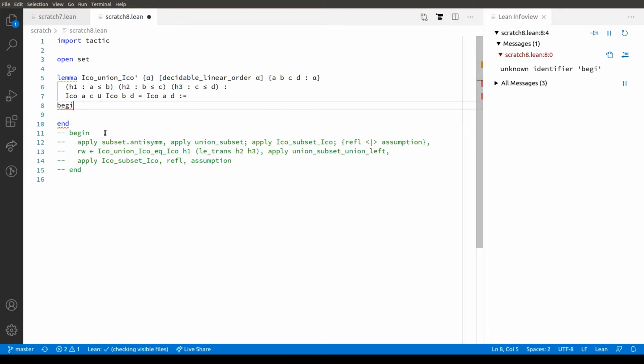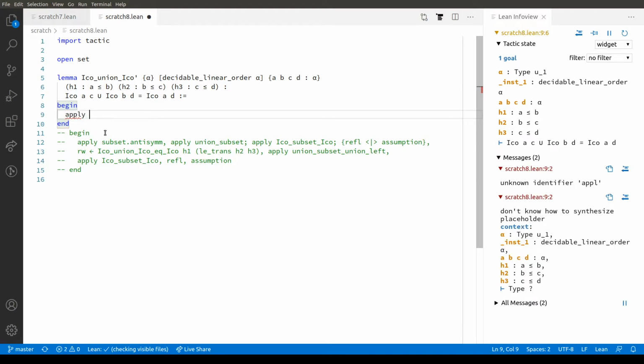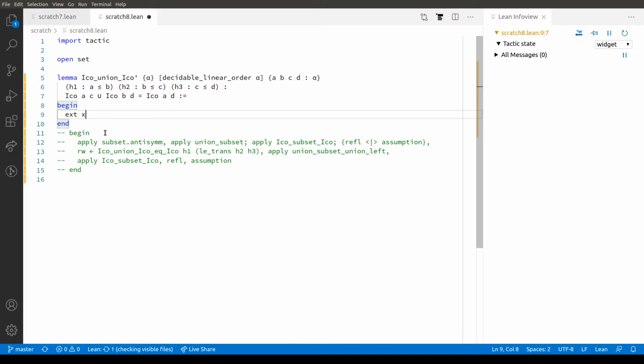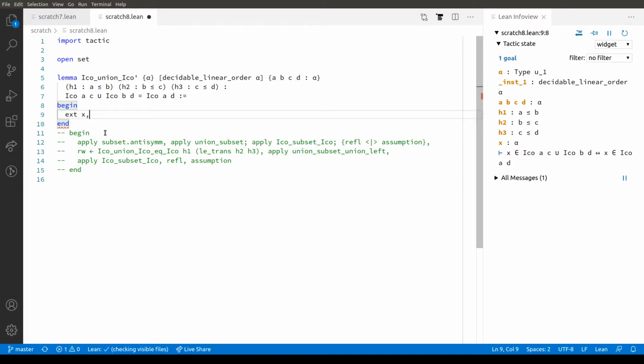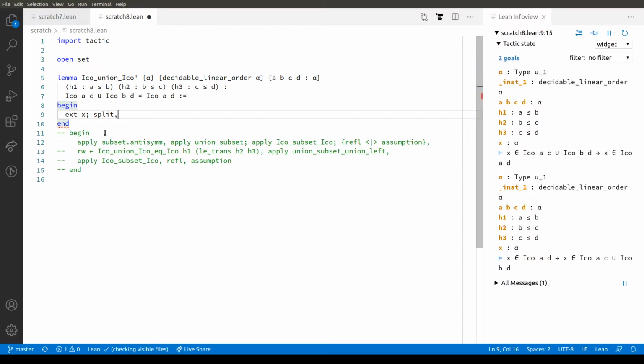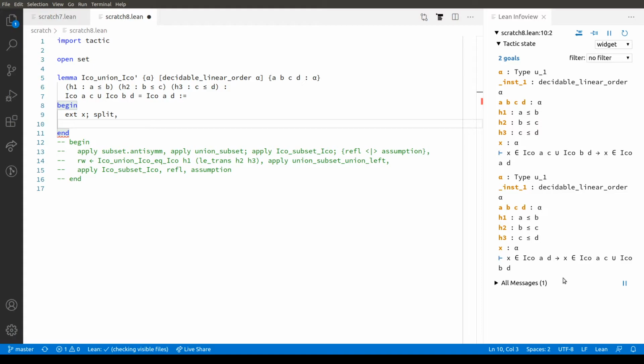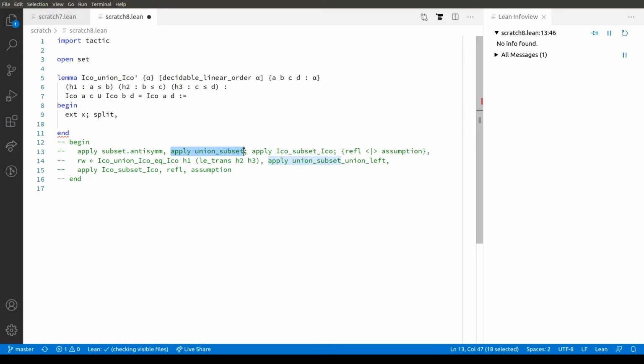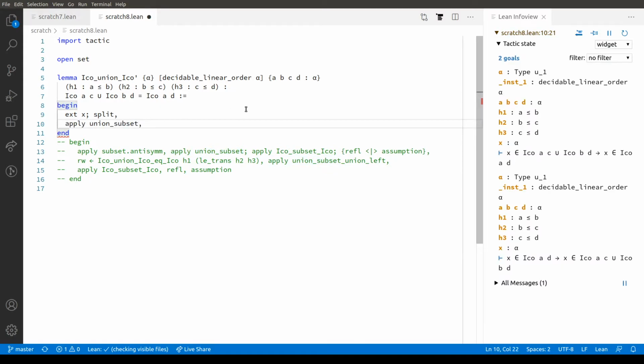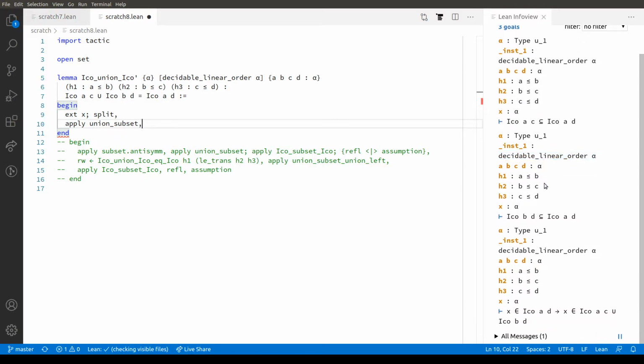Begin end. Let's apply sub. I mean, that's just x dex, right? Split. And now both of the goals are... oh no, they're not. Can I really do this? I see. You only apply union subset to the first thing or something. There. So now we have three goals. You see, this is the problematic one because we don't know which way we're going to go. If we're in AD, then we're going to have to do some case split. So this should be easy.